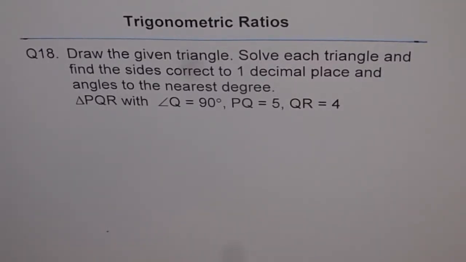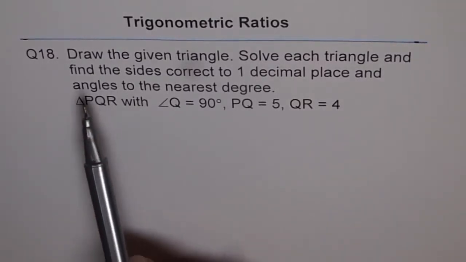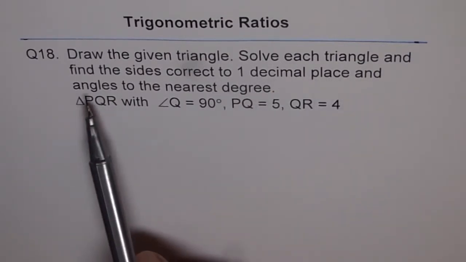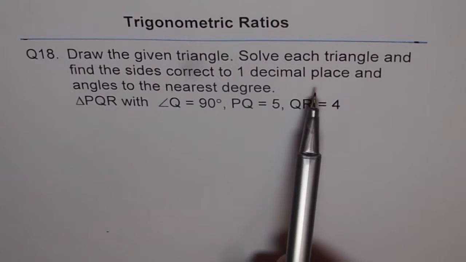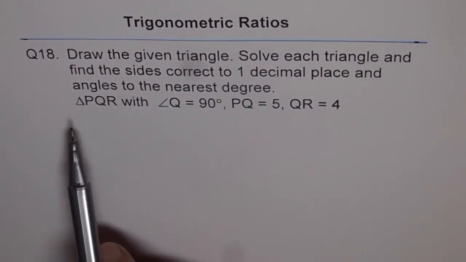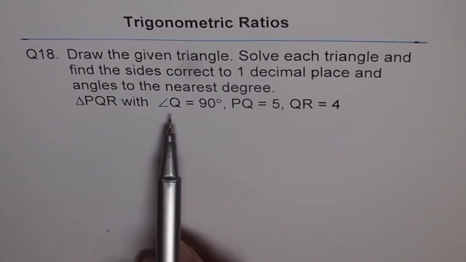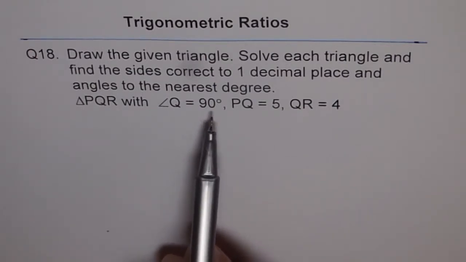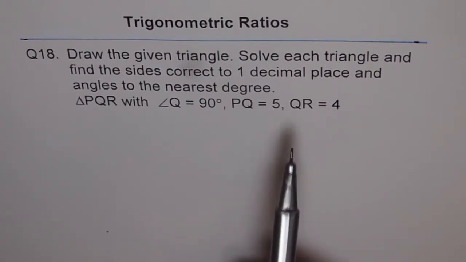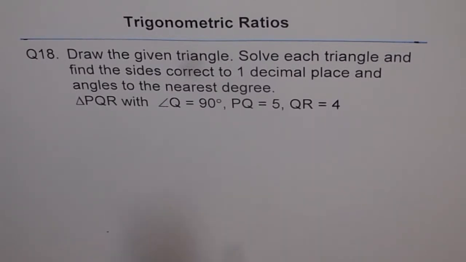Trigonometric ratios, question 18. Draw the given triangle, solve each triangle and find the sides correct to one decimal place and angles to the nearest degree. Triangle PQR with angle Q equal to 90 degrees, PQ equal to 5 and QR equal to 4.